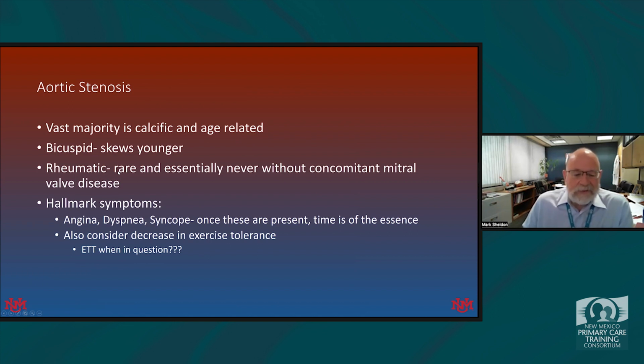Rheumatic AS is quite rare, and if you ever have somebody say they have rheumatic aortic stenosis, but they don't have mitral valve disease, it's probably not rheumatic disease. If it is rheumatic AS, it always comes with mitral valve disease. And again, the hallmark symptoms for AS: angina, dyspnea, syncope. Once these are present, time is really of the essence, and we really need to intervene on those because their mortality dramatically changes over the coming 6 to 12 months.